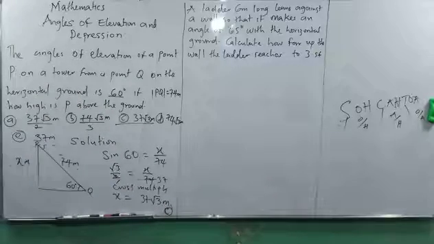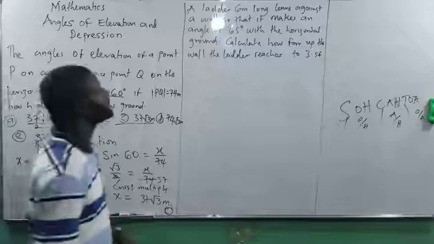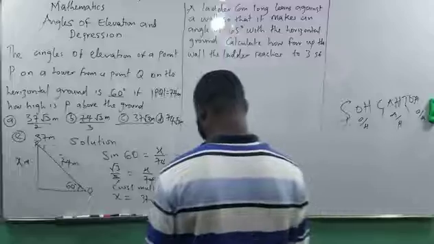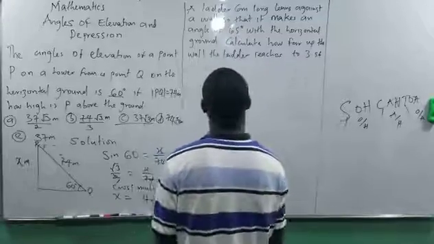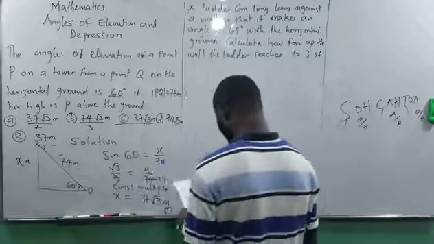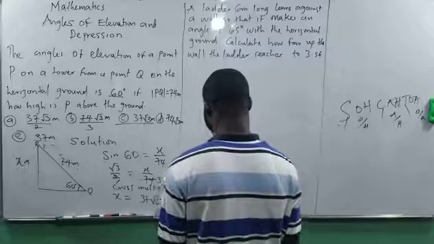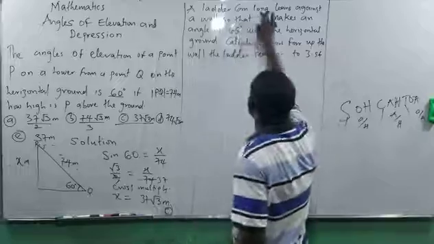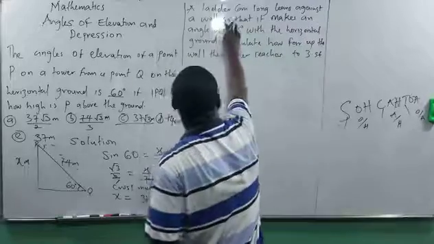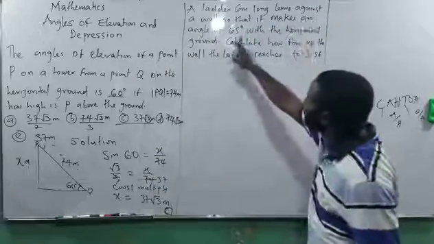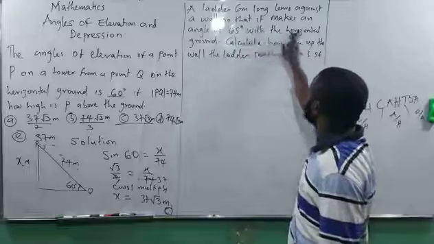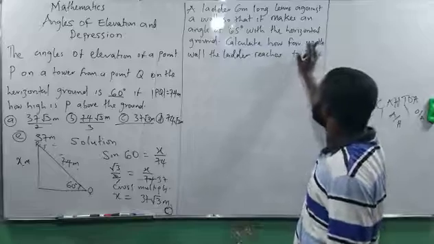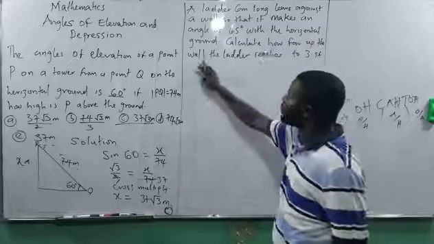The answer is C. Now, the second question says that a ladder, it means the ladder height is given. We are told that a ladder 6 meters long lays against a wall so that it makes an angle of 65 degrees with the horizontal ground. Calculate how far up the wall.